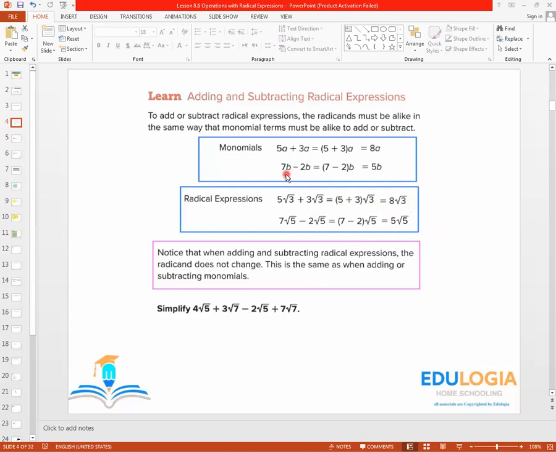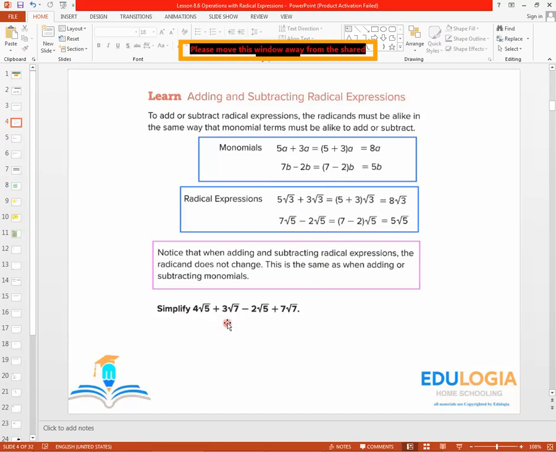In case of subtraction, if you want to subtract 7b minus 2b, taking b as common factor, you will have 7 minus 2, which is 5. That's 5b. Same way with the radicals, 7 root 5 minus 2 root 5. We have a visitor here. So it's 7 minus 2, all multiplied by root 5. It's 5 root 5.